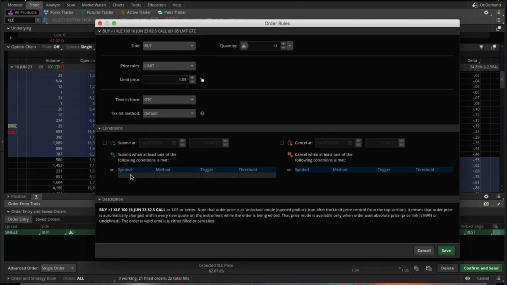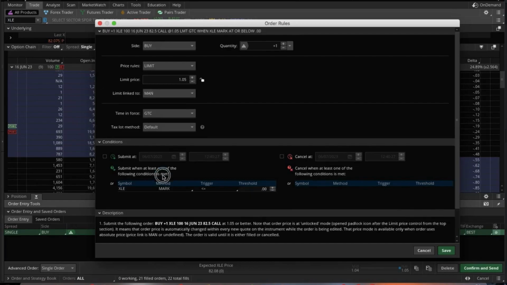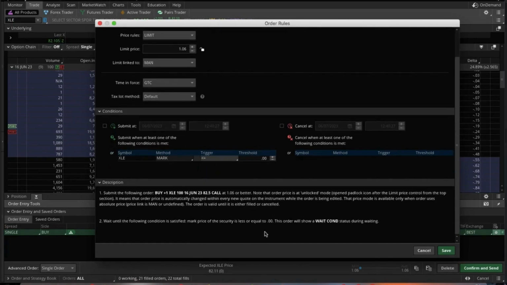Now I'm going to go to the symbol XLE. Right down here is where you program the stock price. The method is going to be mark. The first trigger here is less than or equal to, so I'm going to hit less than or equal to. If understanding the triggers is a problem, you can go over here to the definition and it'll show you the security is less than or equal to. Then we put in the stock price of 81.30.